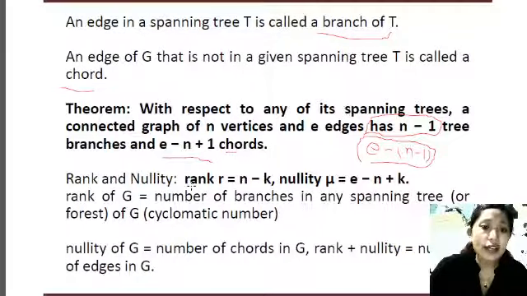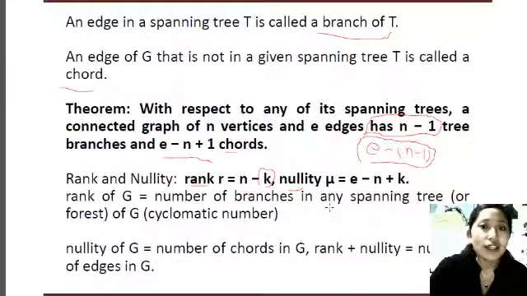And this number of branches is also called rank, and the number of chords with respect to each spanning tree is also called nullity. Now this k is the number of components. We can also have a graph with more than one component, and you may try to find the spanning tree of each component. So if your graph has k components, then its branches, which are nothing but the edges that you have taken for the spanning tree, will be n minus k, and nullity or the chords will be equal to E minus n plus k.